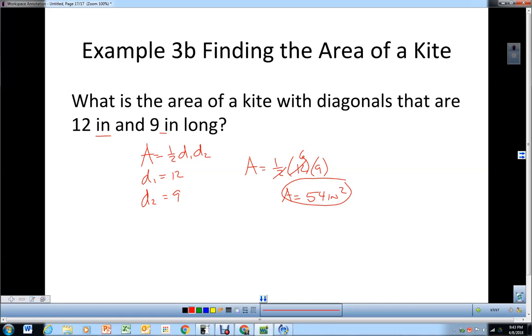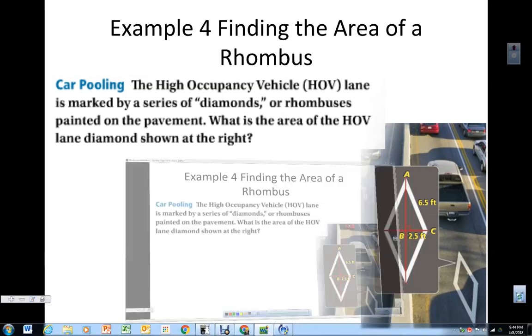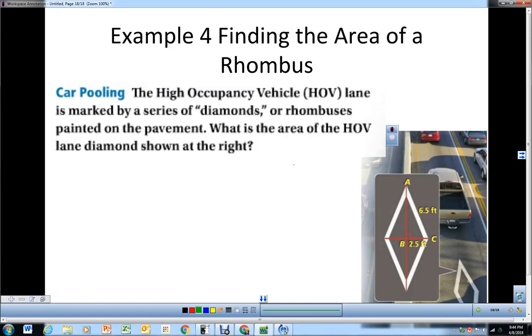All right, so let's take a look at one where we have to use our trig. Again, the HOV lane is marked by a series of diamonds or rhombuses painted on the pavement. What is the area of the HOV lane diamond shown on the right? So I'm going to redraw this so we can draw on it here again. I'm going to draw the diagonals, make it a little easier to see. So this is a rhombus. Now remember, in a rhombus, the diagonals are perpendicular to one another. They also bisect one another.